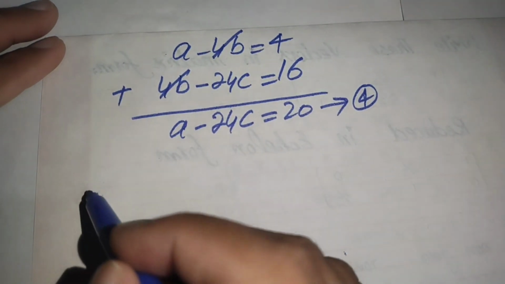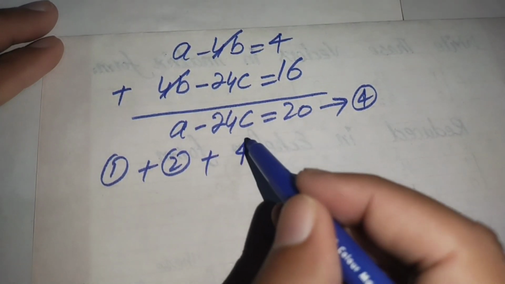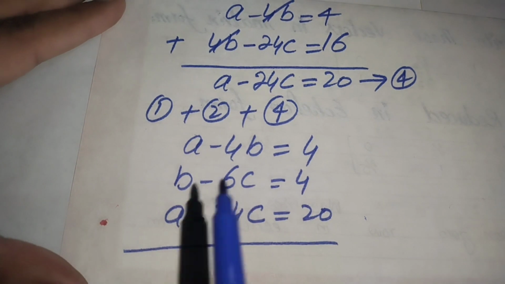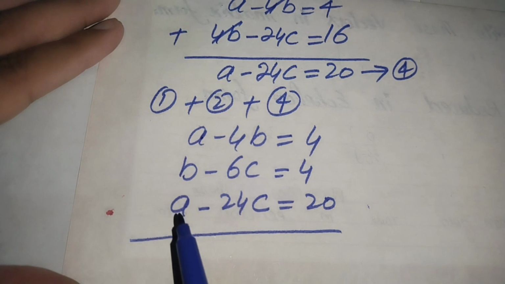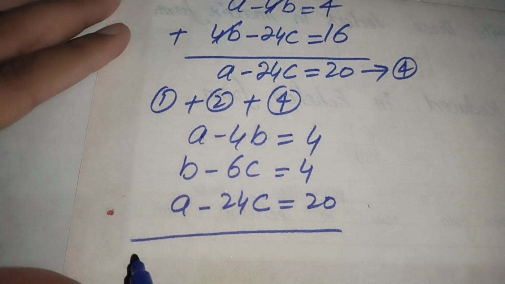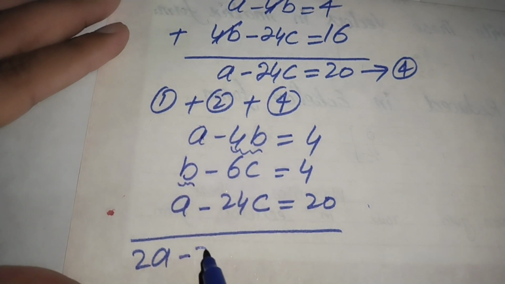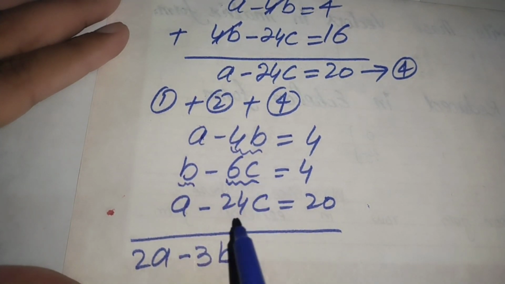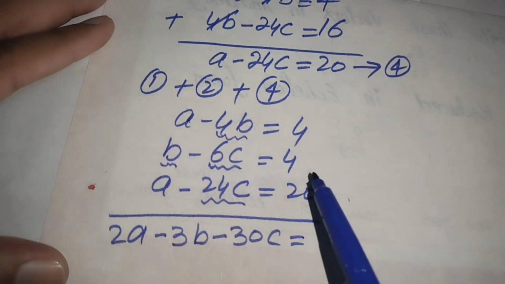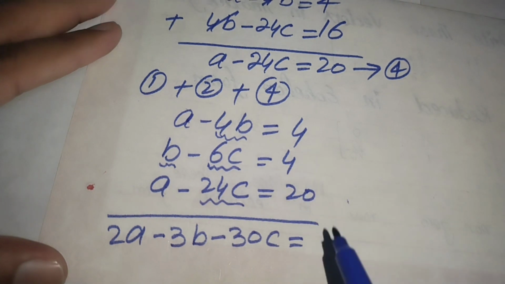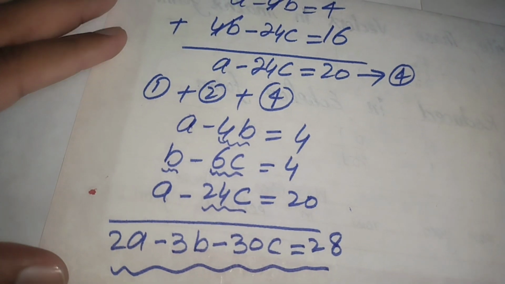After that we just add equation number 1, equation number 2 and equation number 4. When we add equation number 1, 2 and 4, we just add a and a, so a plus a is 2a, and when we add minus 4b and b, we will obtain minus 3b, and when we add minus 6c and minus 24c, we will obtain minus 30c is equal to, here we add 20 plus 4 plus 4, 28, and this is our final answer, which is our desired result.